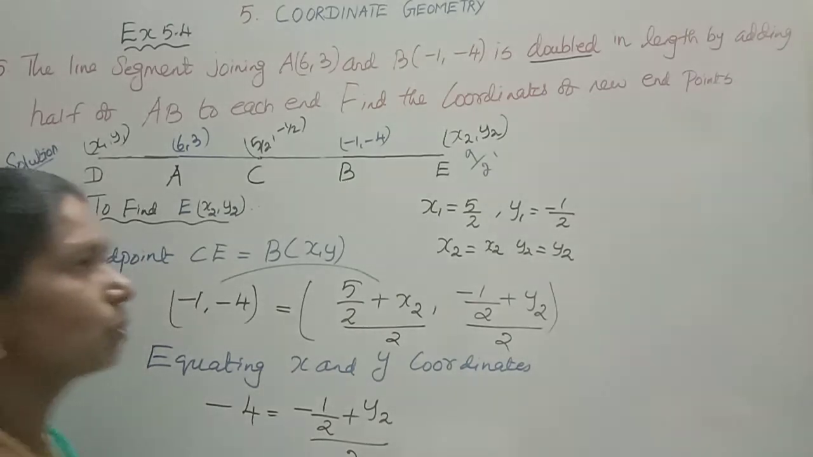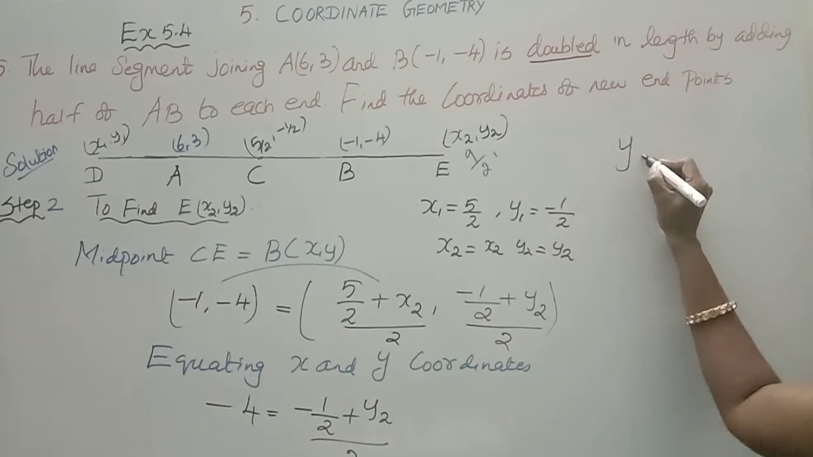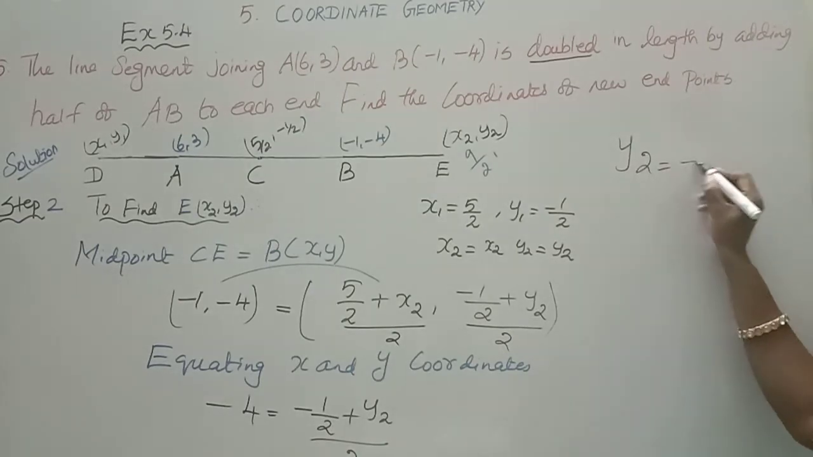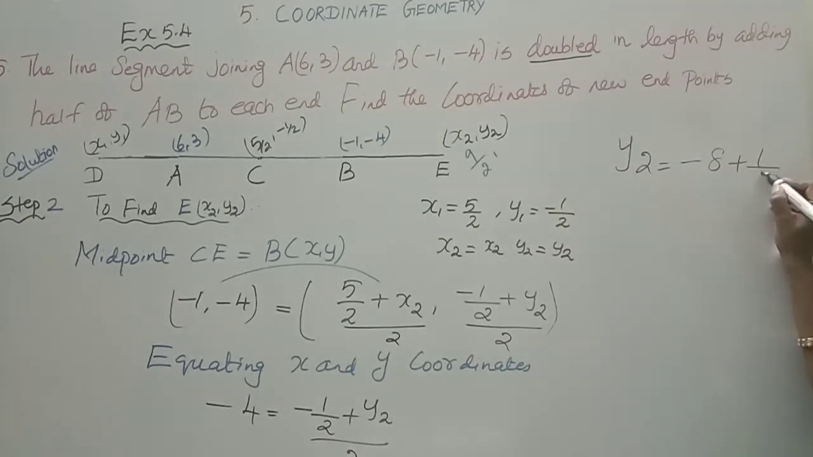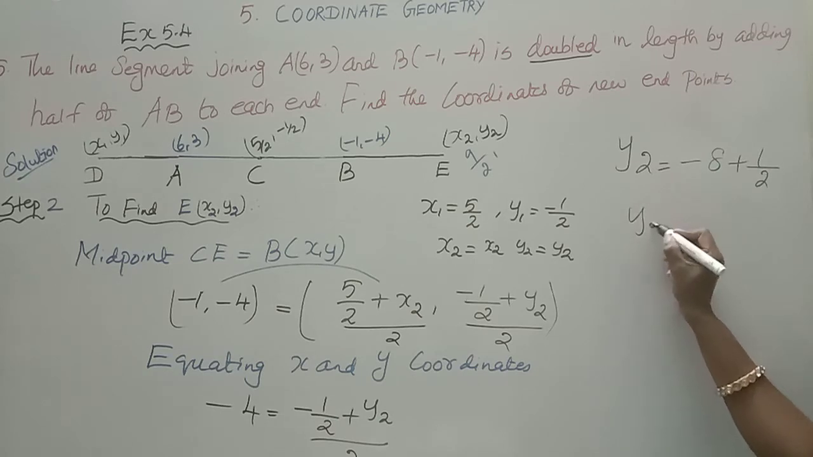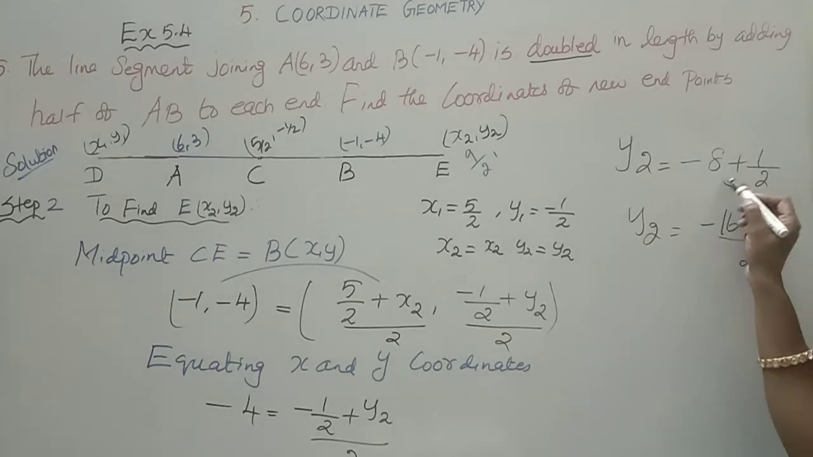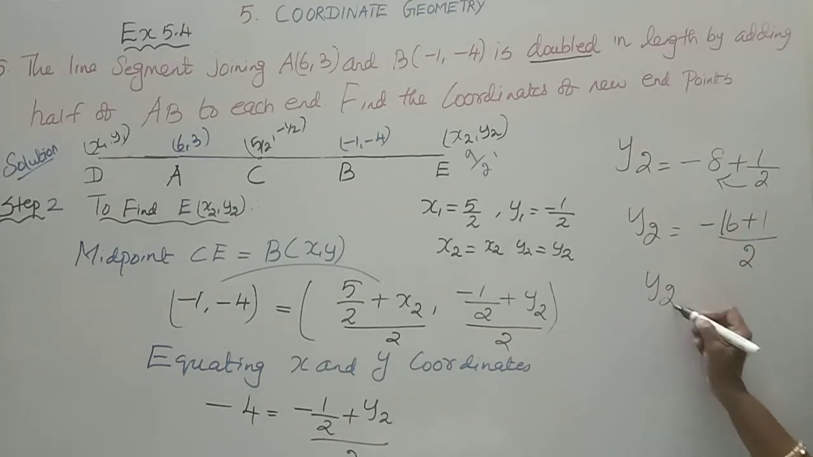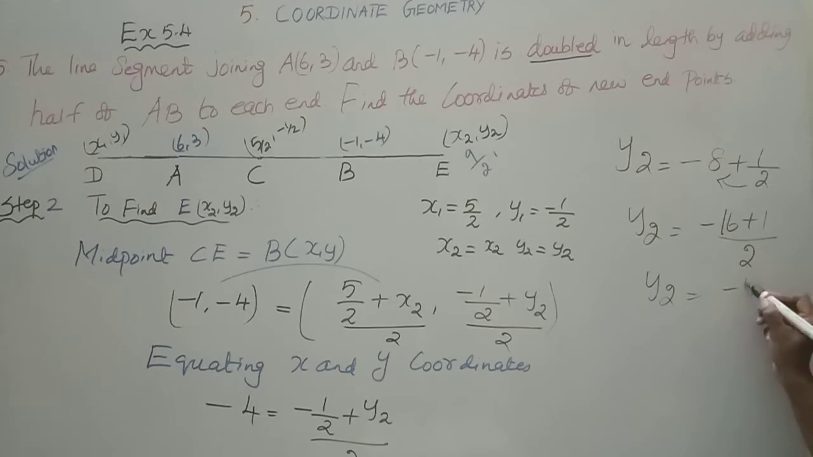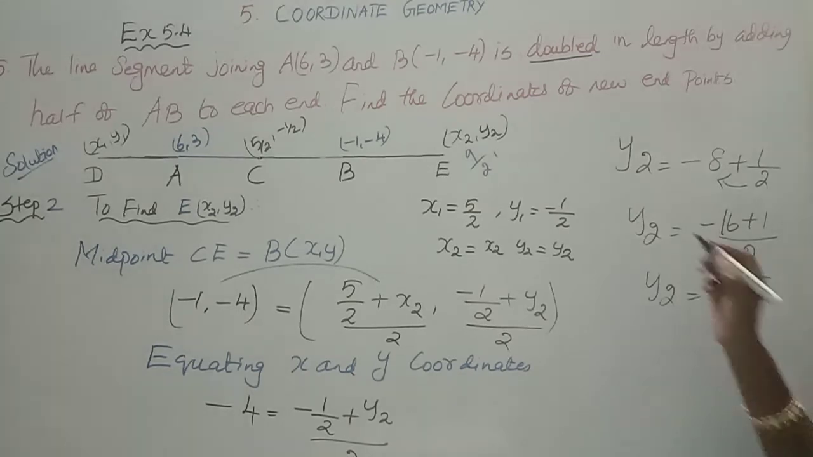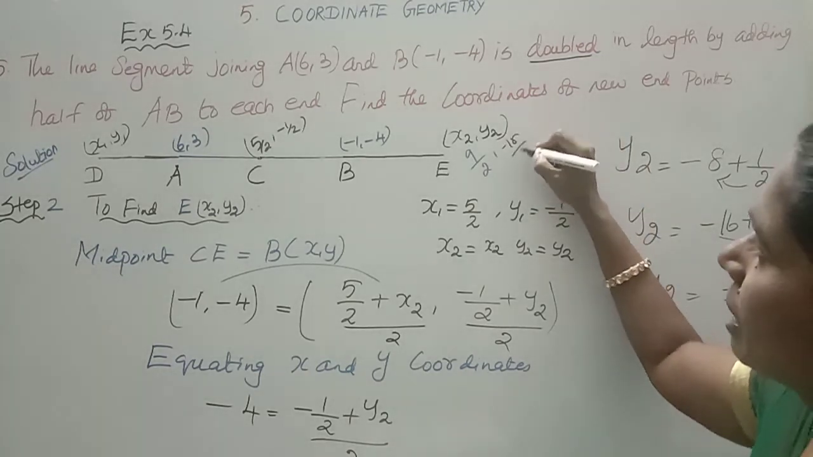I want y2 only. So y2 is equal to, what is that? Minus 8 plus 1 by 2. Now make cross multiplication. y2 equal to minus 16 plus 1 by 2. Minus 16, make cross multiplication here also. Now y2 equal to minus 16 plus 1, minus 15 by 2. What is the answer? Minus 15 by 2.